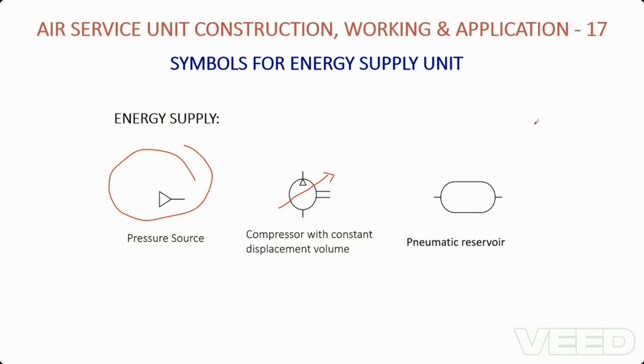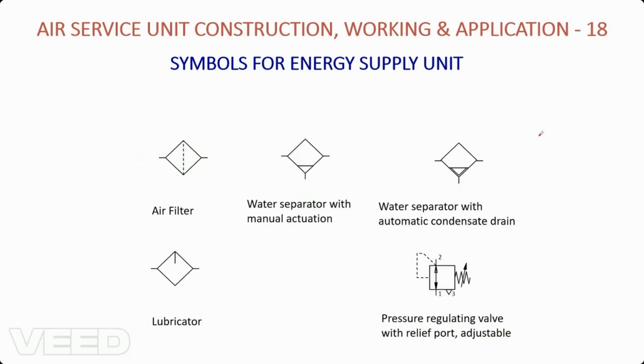The next symbol, the third one, is the pneumatic reservoir, which is our storage tank used for storing air. The left side can be taken as the inlet, and the right side as the outlet. These three symbols indicate air pressure supply or energy supply.